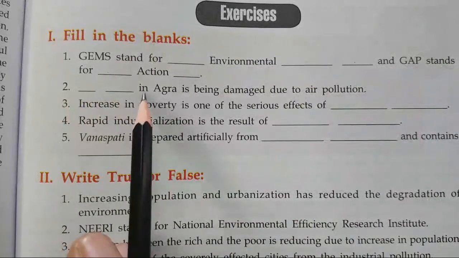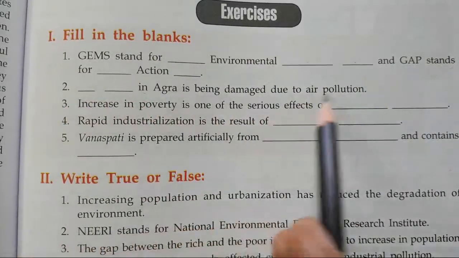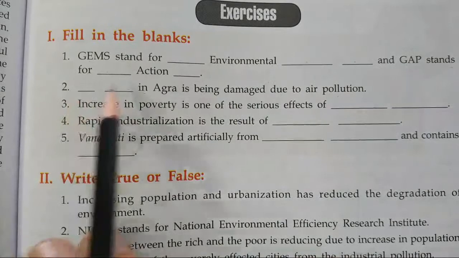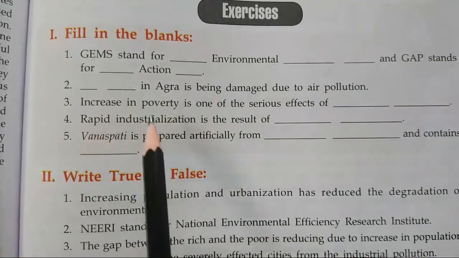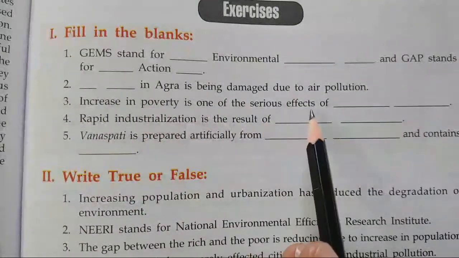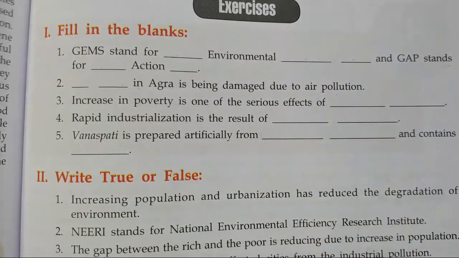Then 2, this is simple. Dash in Agra is damaged due to pollution. 2 words, so Taj Mahal. Increase in poverty is one of the serious effects of increase in population.